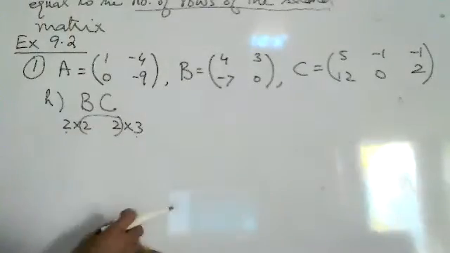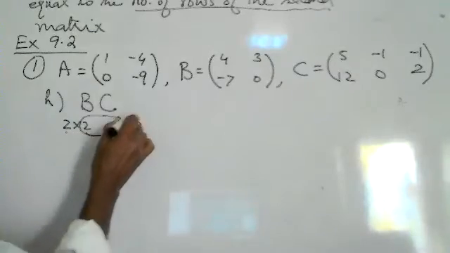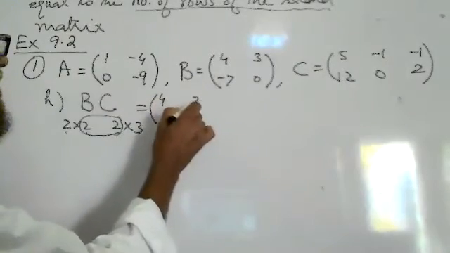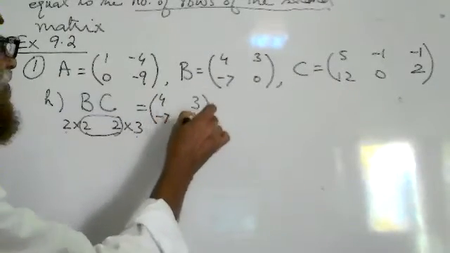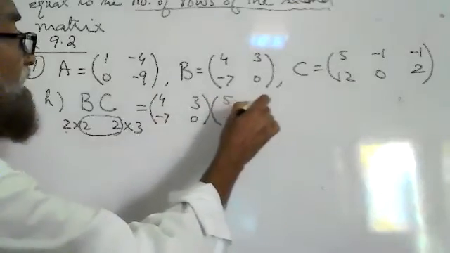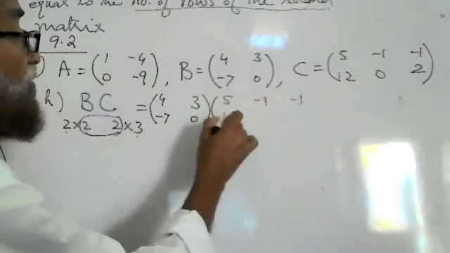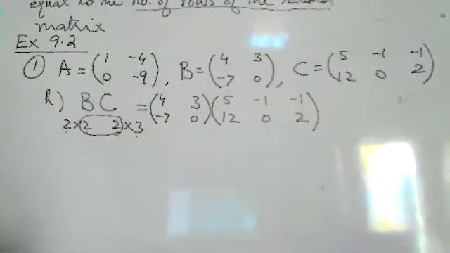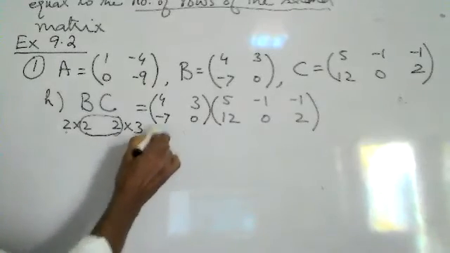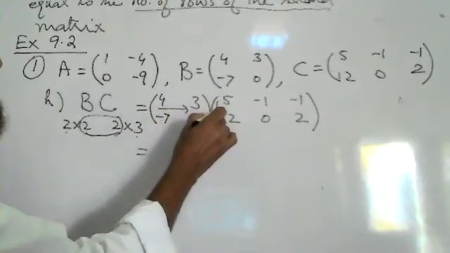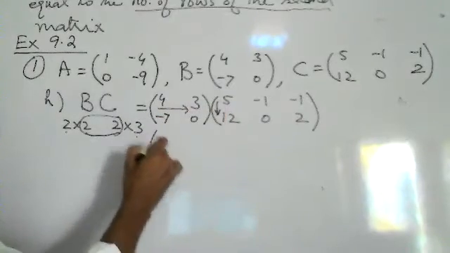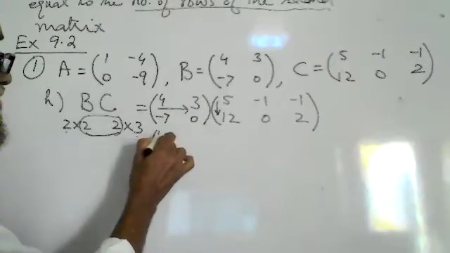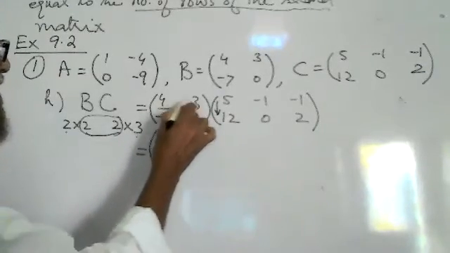Okay. Now, how to multiply? We will write the matrix B: 4, 3, minus 7, 0, into C: 5, minus 1, minus 1, 12, 0, 2. The first row is multiplied with the first column, and the answer will be written in the first row and the first column. 4 into 5 plus 3 into 12.